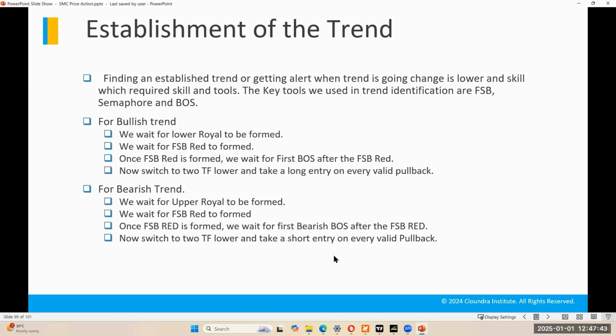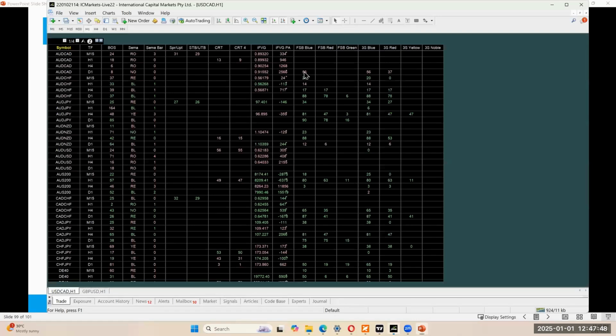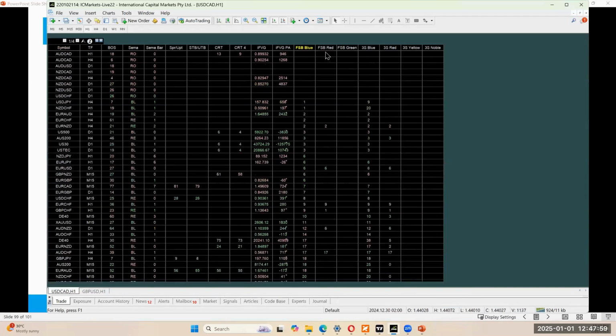Okay, what is the FSB? FSB can actually happen in three, four different types. For example, you can see this scanner is showing you FSB blue, FSB red, and FSB green. I will explain FSB blue first, and then you will understand FSB red and green quite easily. So let's go back to the USD JPY 4 hour time frame. From the FSB point of view, these are the TTF time frames.